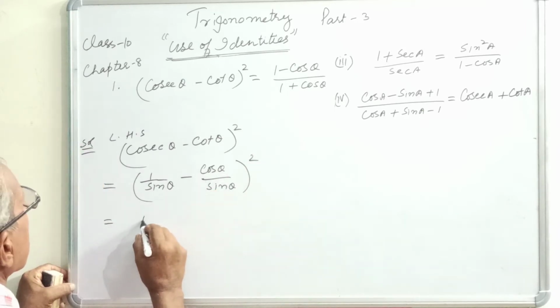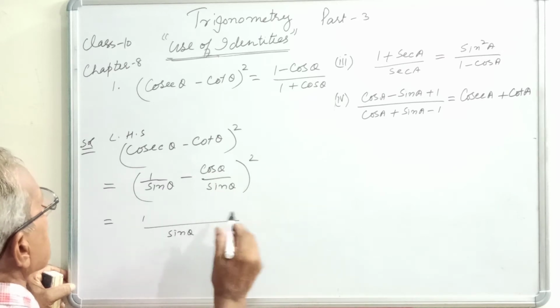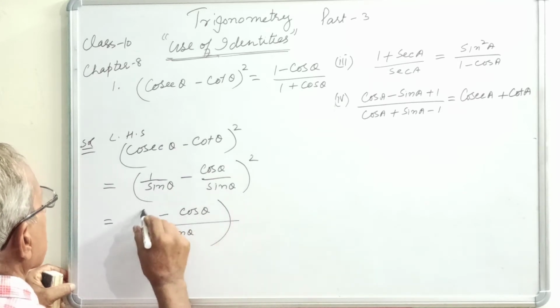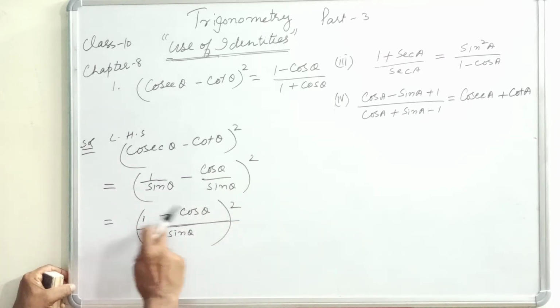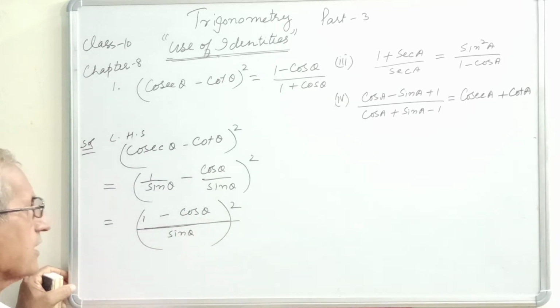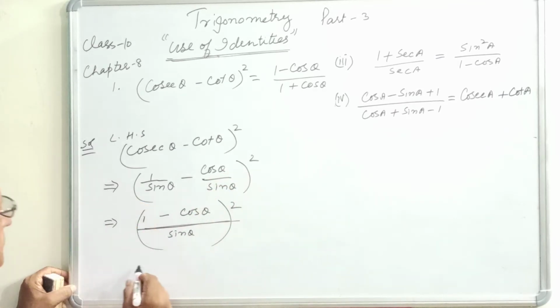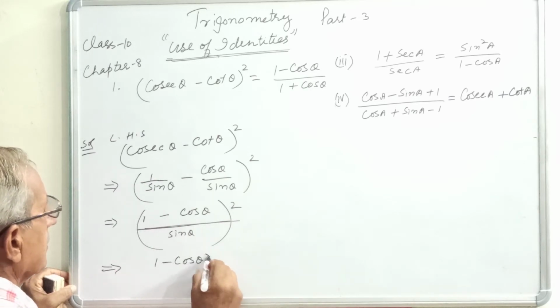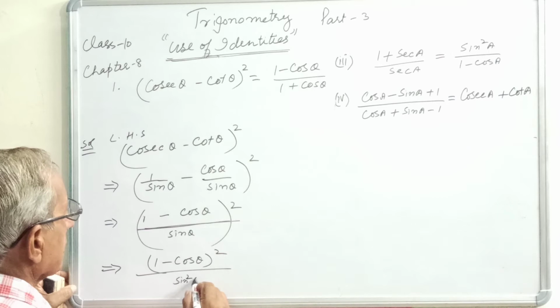So it will be 1, the LCM is sin theta. So it will be (1 minus cos theta) whole square. So numerator is 1 minus cos theta and the denominator is sin theta, and there is a whole square for these two. So (1 minus cos theta) whole square upon sin square theta.